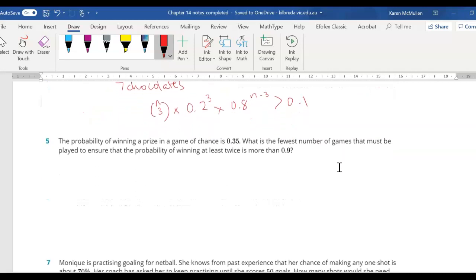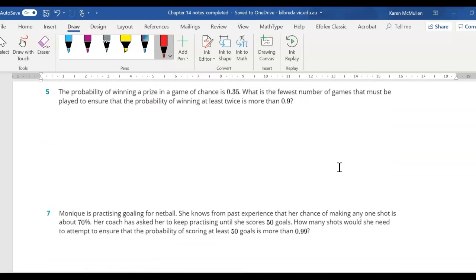Okay, so moving on to question 5, sorry, it's going to be an extremely long video. The probability of winning a prize in a game of chance is 0.35. So let's write that down. P equals 0.35. What is the fewest number of games that must be played to ensure the probability of winning at least twice is more than 0.9? So we want the probability that x at least twice, so greater than or equal to 2, is more than 0.9.